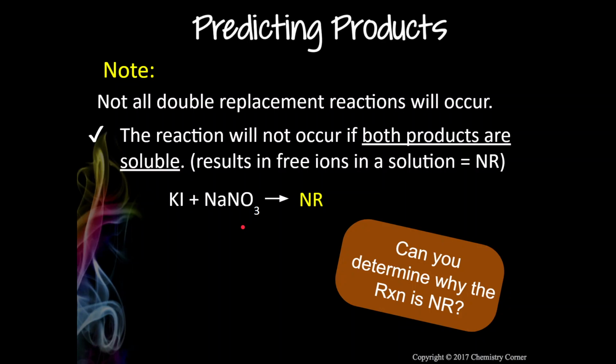But then if I look at my swap there, I see that potassium nitrate, both a group 1 and a nitrate, would still be soluble. And sodium iodide, remember that your iodides are soluble unless they're with silver, lead, or mercury. So it turns out that this will be considered a non-reaction because everything just stays in the water.